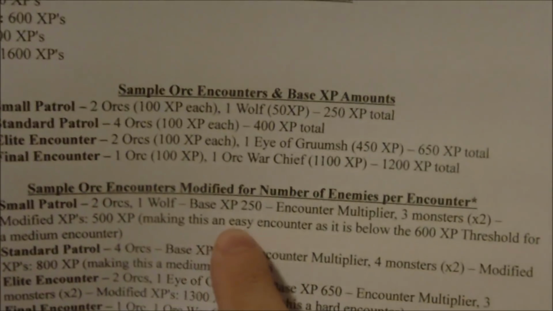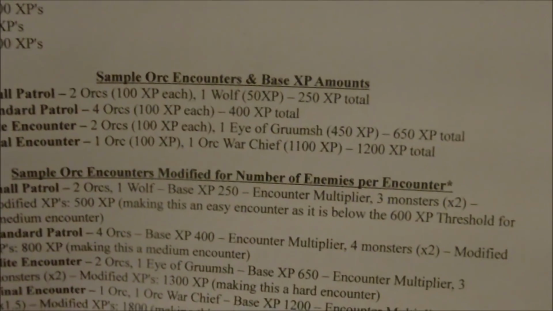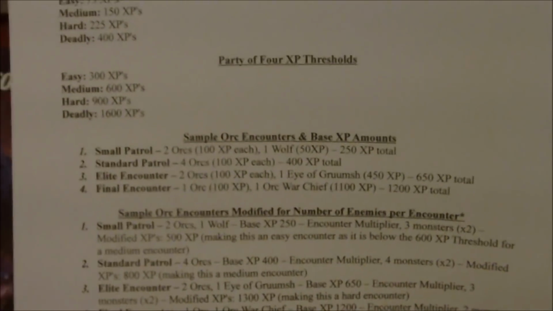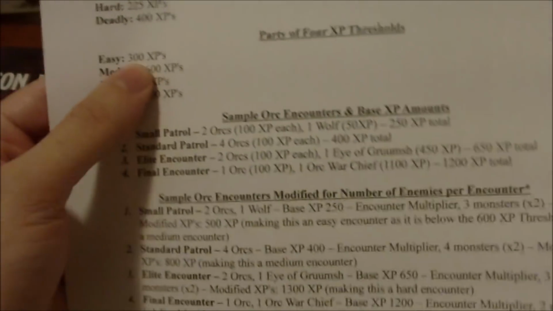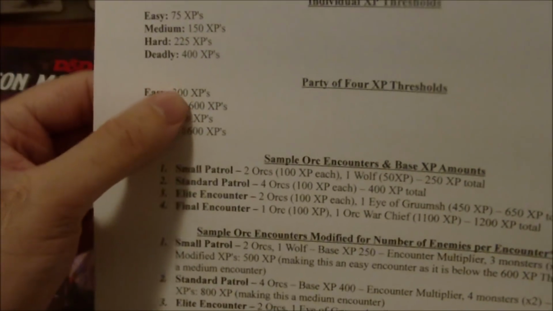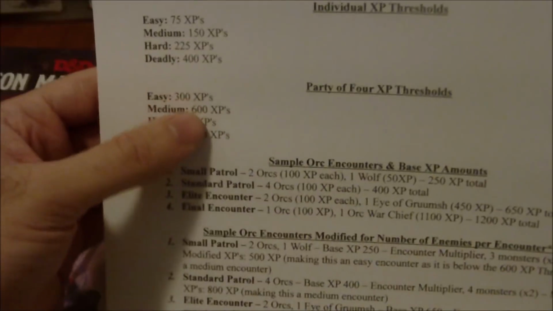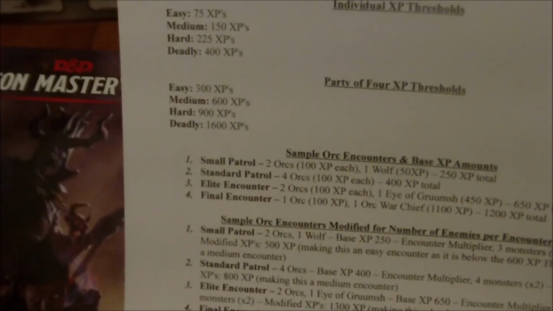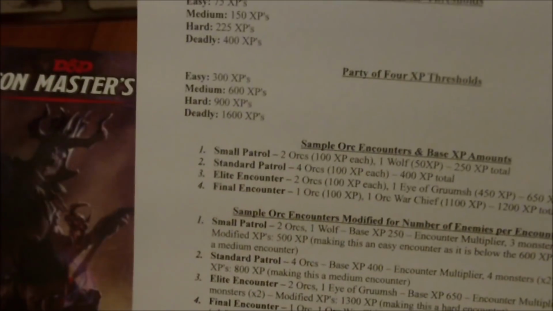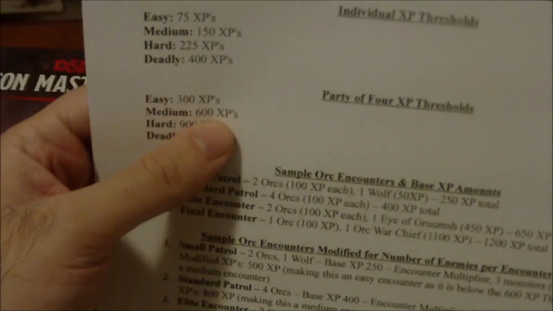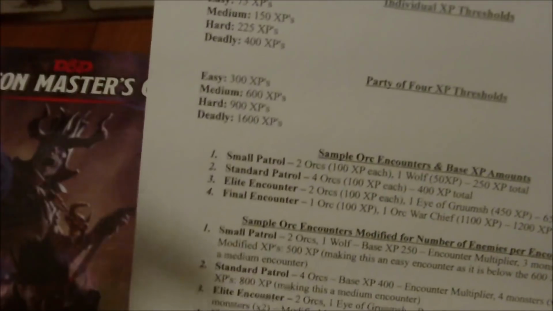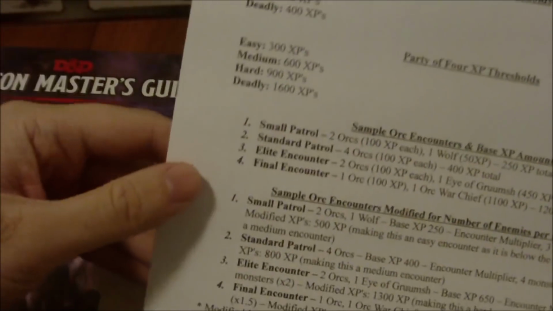So this makes this an easy encounter because it's still below the 600 experience point threshold for medium encounters. So anything up to like 599, although they don't do it like that, so I'd say up to 550 experience points for 4 third level characters would still be technically classified as an easy encounter.